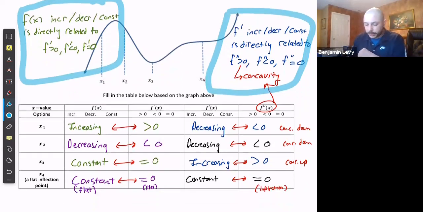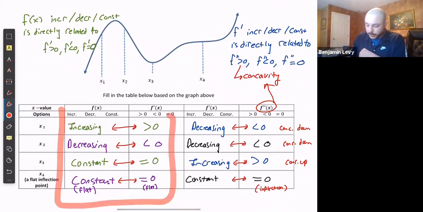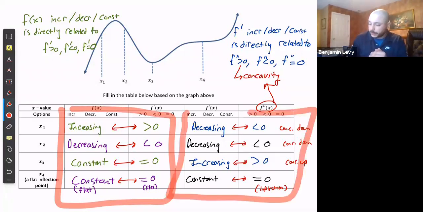And what I'm trying to show you at the bottom here is that these two things are related to each other, right? So the function increasing means the first derivative is positive, or vice versa, right? If the first derivative is negative, that means the function's decreasing, etc. And then the things on the right are also related to each other, right? So concave down, for example, means that the first derivative is decreasing, because the first derivative and the second derivative have the same relationship as the first derivative and the function.